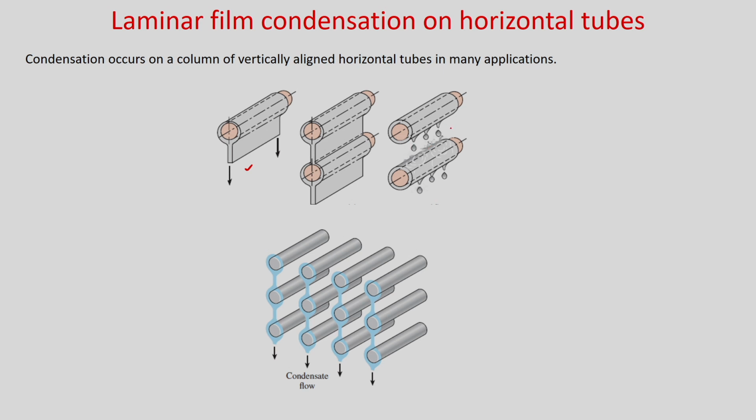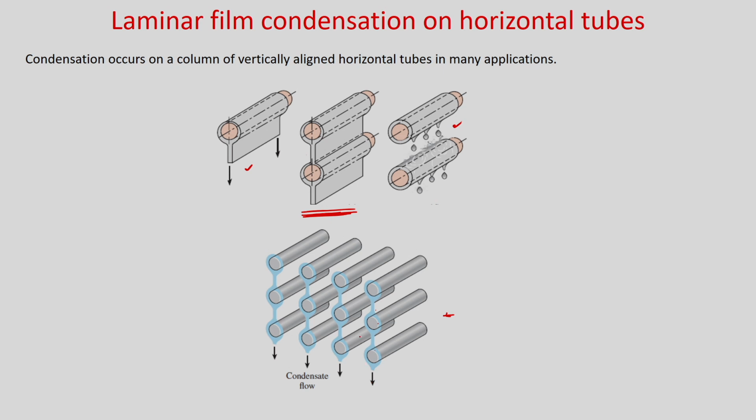Sometimes there will be no continuous film. So, you might get this type of phenomenon. But now if we consider these columns of horizontal tubes, and we assume that you have a continuous film thickness like this, for this condition where you have a continuous film falling one over the other, you can see here it is falling to the next and so on.